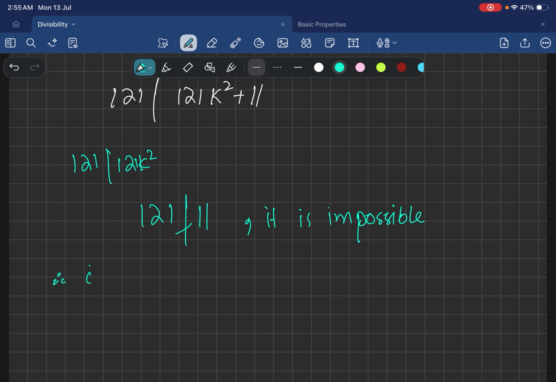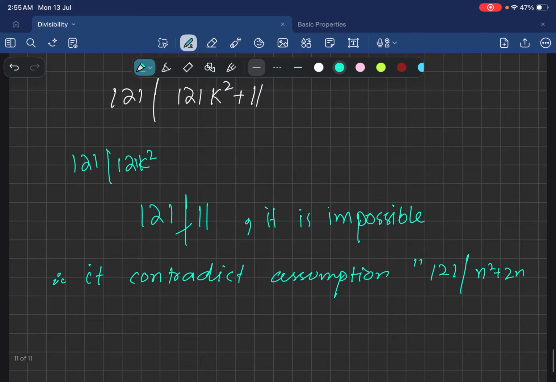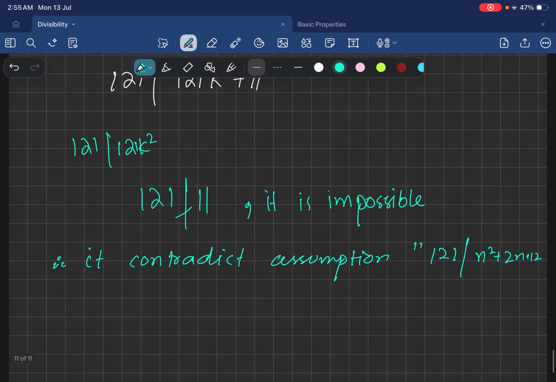Therefore it contradicts the assumption that we made. What was our assumption? Our assumption was that 121 divides n square plus 2n plus 12. So this contradicts our assumption, that's why the opposite is true: 121 will not divide n square plus 2n plus 12.